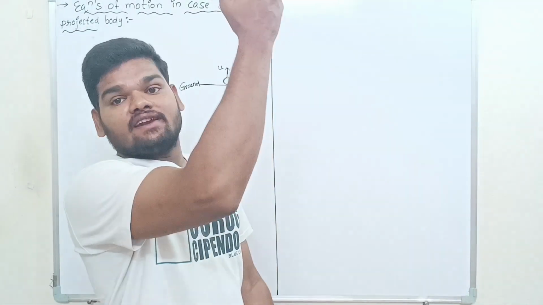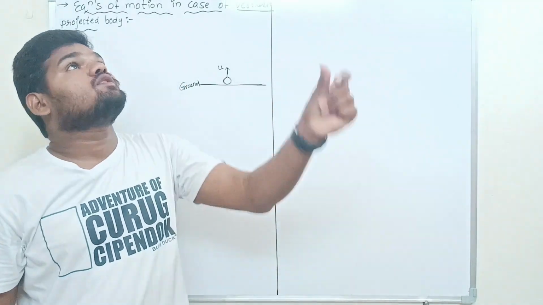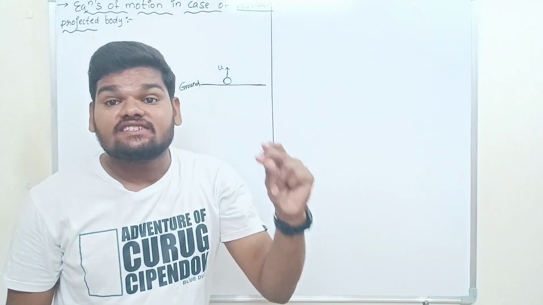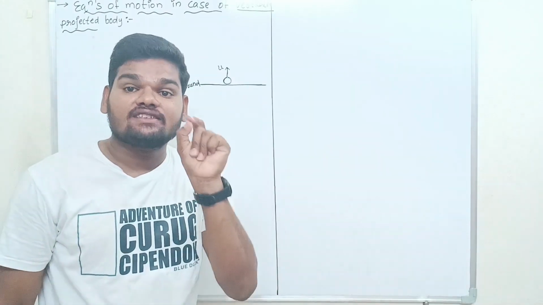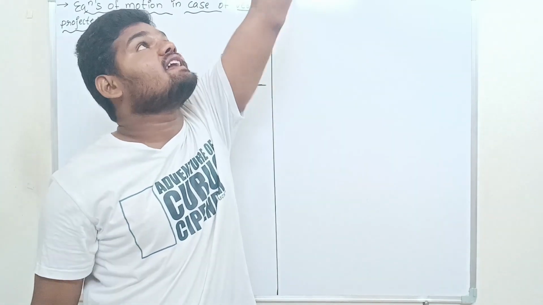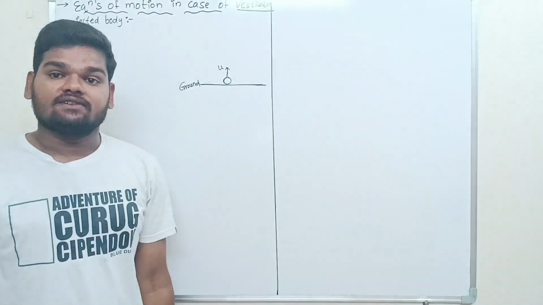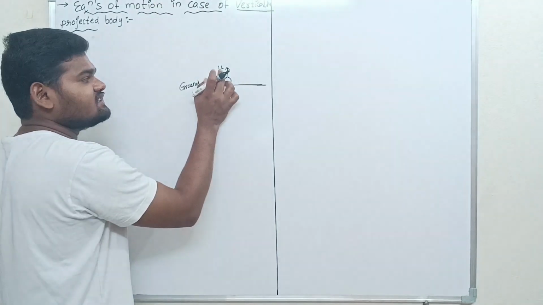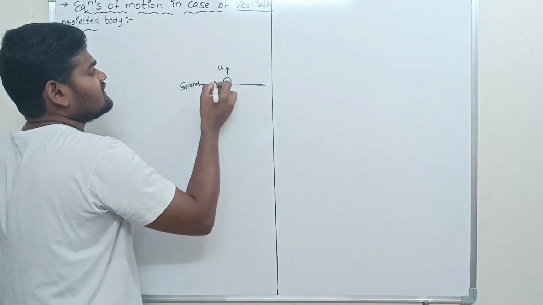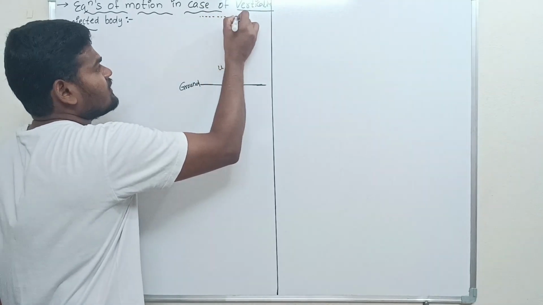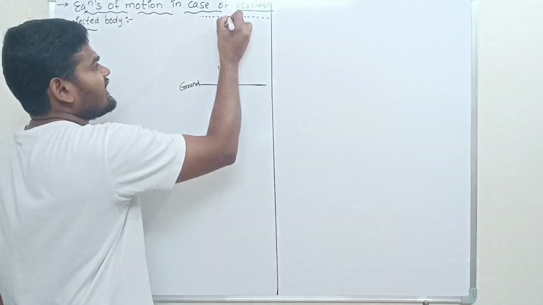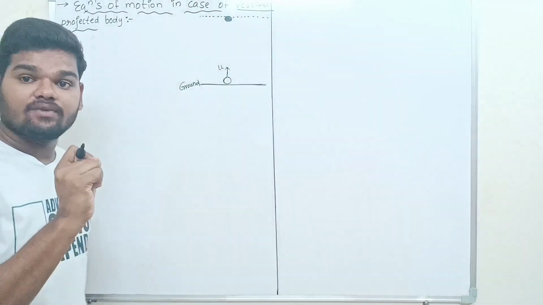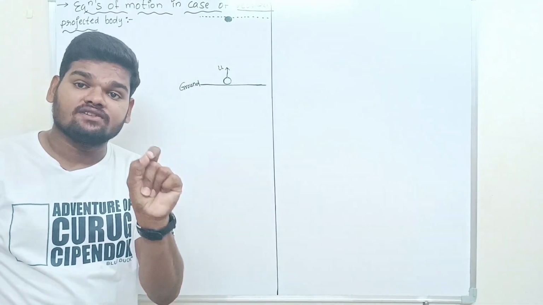Whenever you throw a ball in a vertically upward direction, it moves upward. After it reaches a certain height, it will be stopped for a fraction of a second. After that, it starts moving towards the ground again. So we throw an object vertically upward with the initial velocity u, and this object will reach a certain height and stop for a fraction of a second.